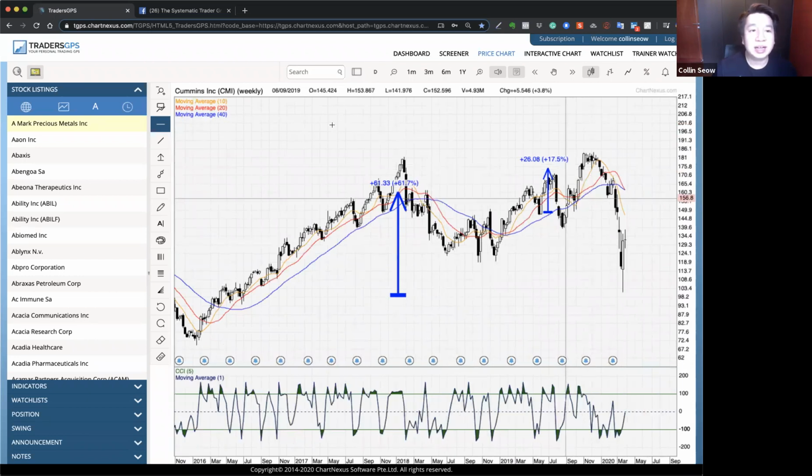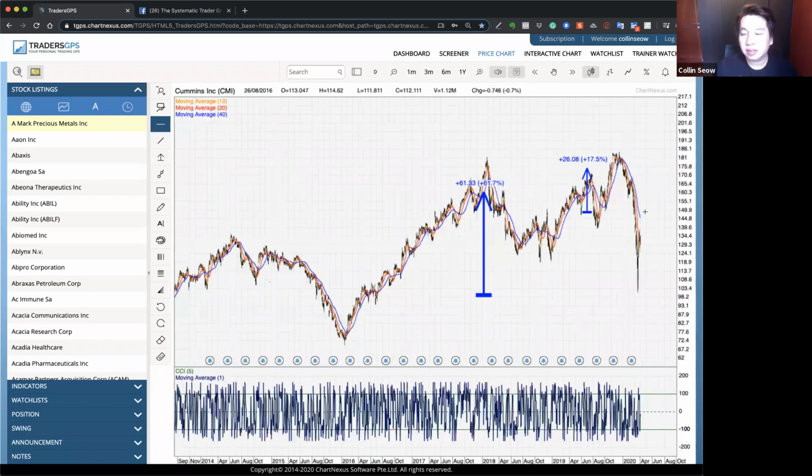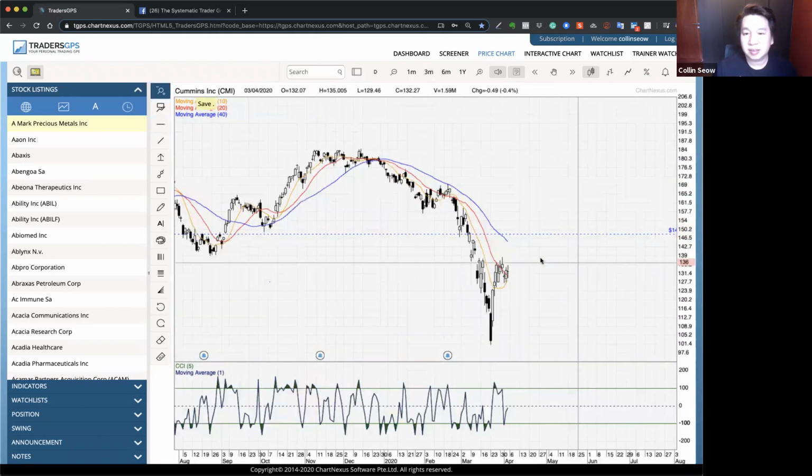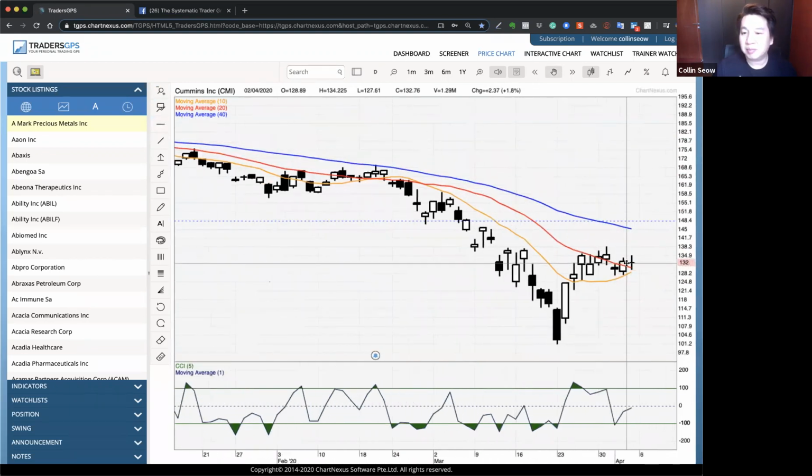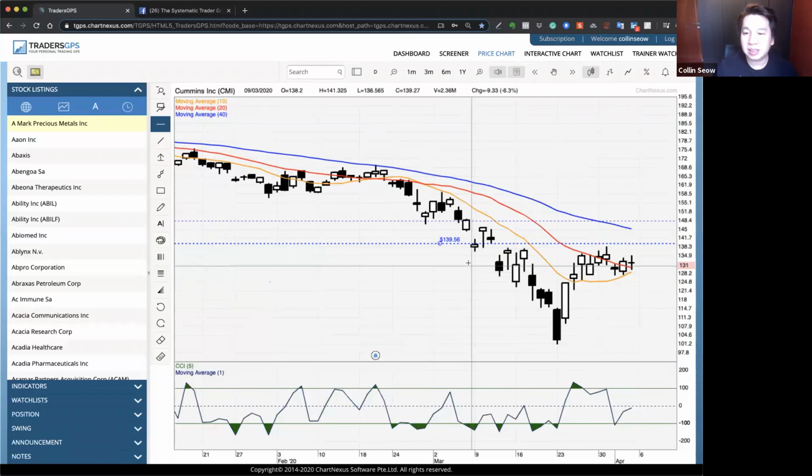This one doesn't have a setup yet, I think. Or has. This one has a setup. Are you triggered already? CMI, same thing. Put a stop loss here. Put your stop loss here. Triggered already.